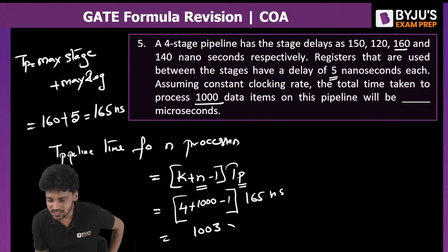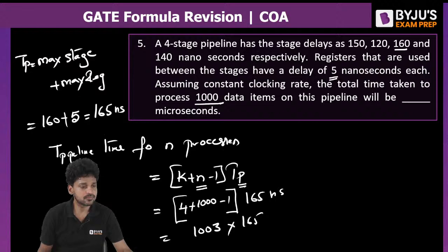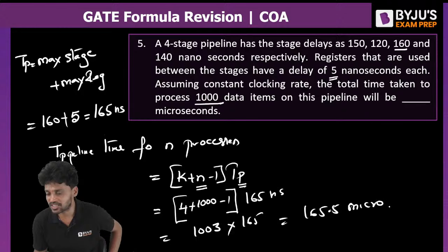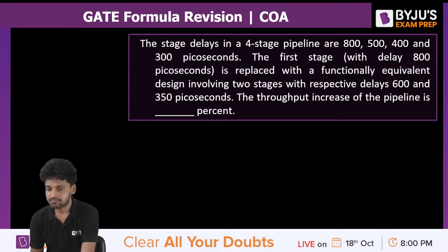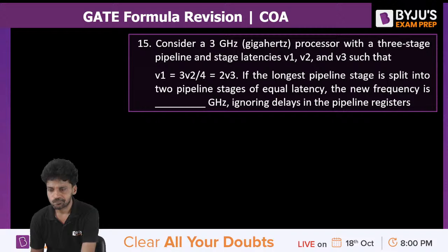1003 into 165. I'll calculate and tell you. 165.5 microseconds. The question is asked in microseconds, so 165.5 microseconds is the correct answer for this. Are we clear? Next question. These are the simplest questions. Yeah, we will solve one more question before we leave.